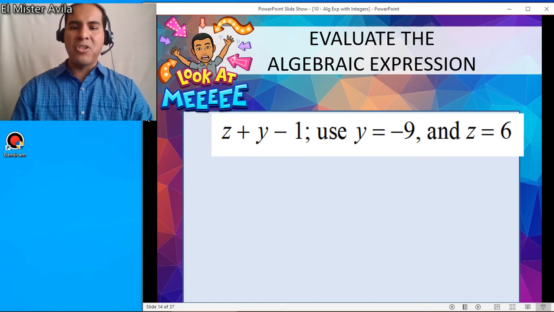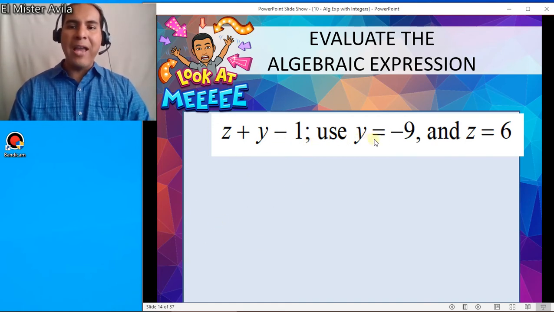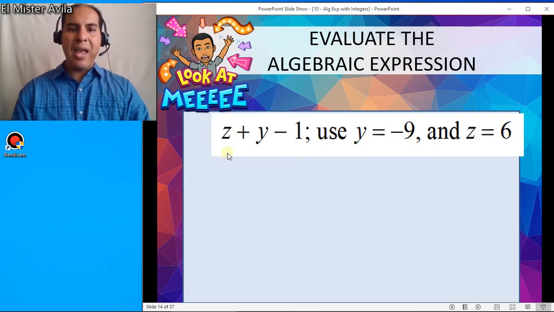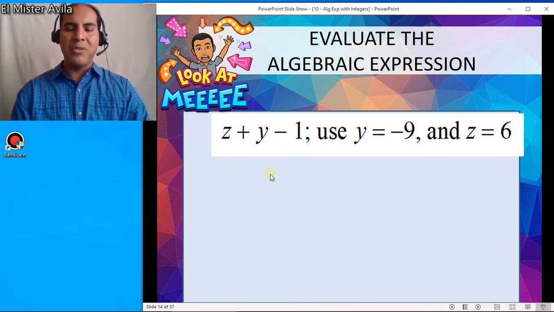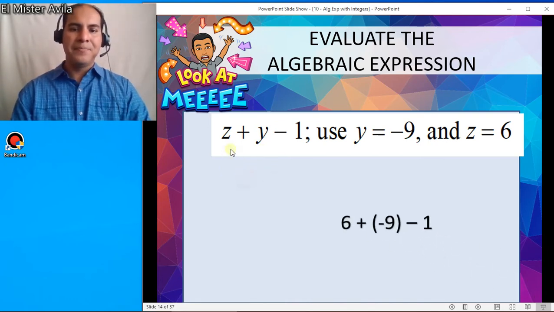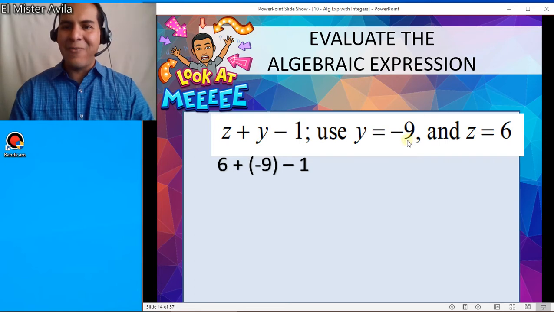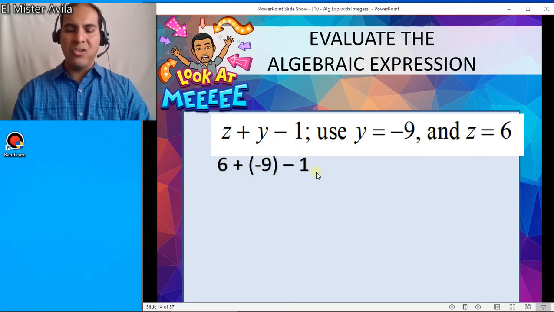The algebraic expression is z plus y minus 1. And we're going to use y to be negative 9 and z to be 6. For z, I'm going to put in the value that it has, 6. But something interesting happens with the y. Notice what happens with the y. The z I'm going to replace with 6. The plus, I'm going to bring it down. But since the y is a negative number, notice the y is negative 9, I am going to put it inside parentheses in order to distinguish the addition symbol from the negative. Then I bring down the minus 1.